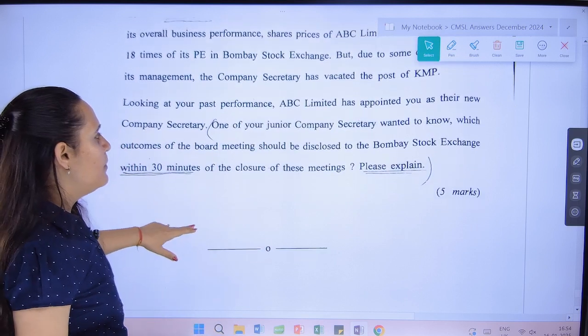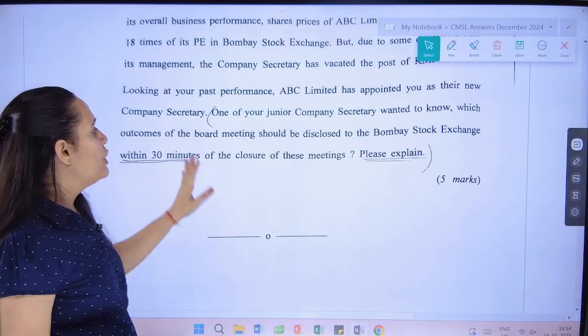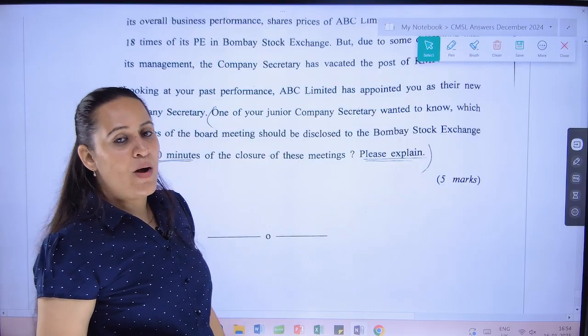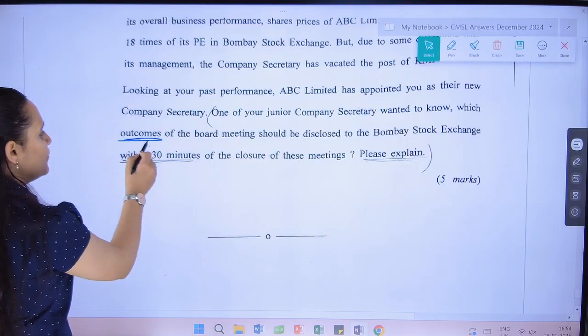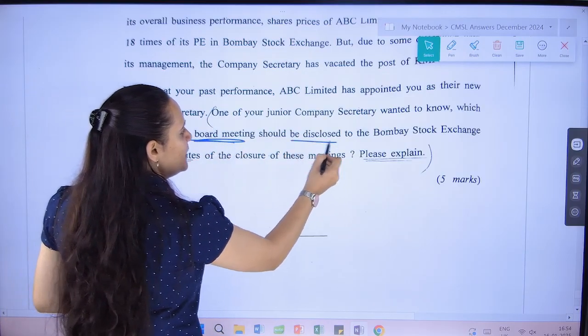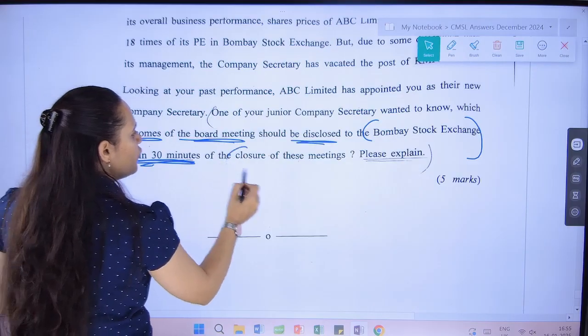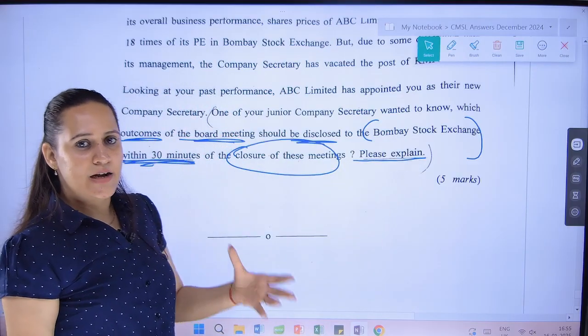Looking at the past performance, ABC Limited has appointed you as their new company secretary. Now you are the new company secretary. One of your junior company secretaries has some kind of doubt. He's asking which outcome of the board meeting should be disclosed to the BSE within 30 minutes from closure of the meeting. Please explain. So what is a direct question?